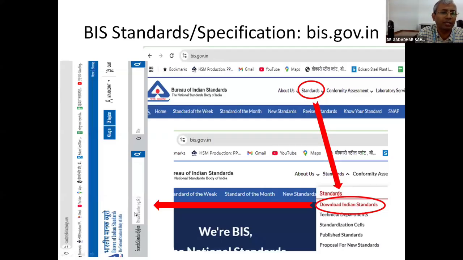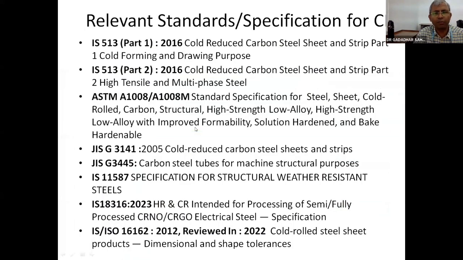We can write the IS specification name and download it for free. But sometimes if it is an ISO specification, then it will ask for money. But anyway, I think we can get the specification details somewhere among ourselves. We can circulate wherever it is needed. Now coming to the specification and relevant standards for CR product.